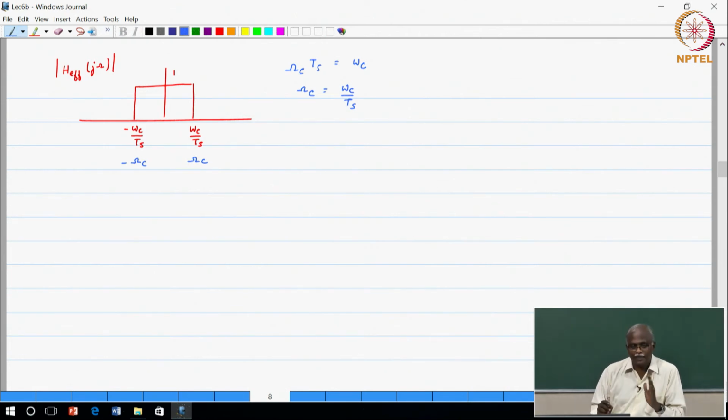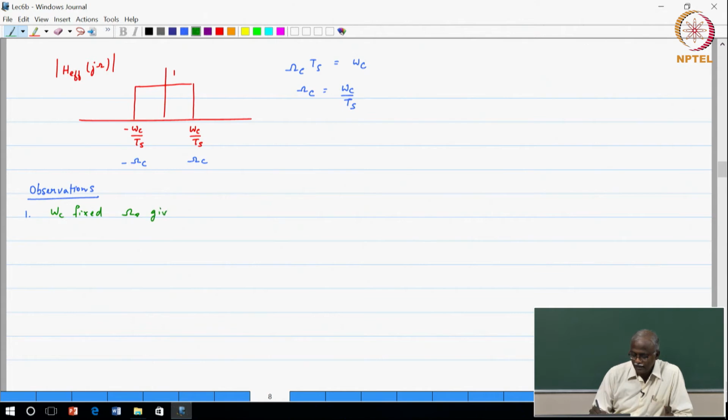Now, the key element comes in the discussion that is to follow. Please note the following: we will be making a set of 4 observations, and I will take time to make sure that each of those observations is clear. The first observation is that omega c we can treat as something fixed, because that is the low pass filter that has already been designed and given to us. Second, omega naught is given. I am given a signal with a certain band limited property.